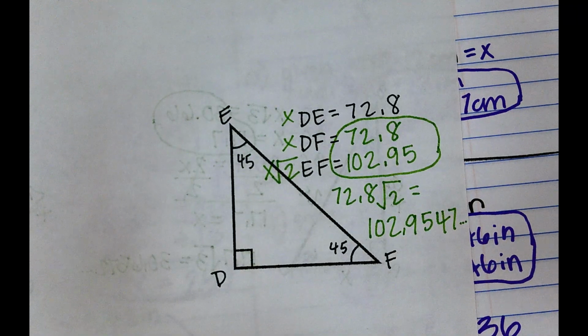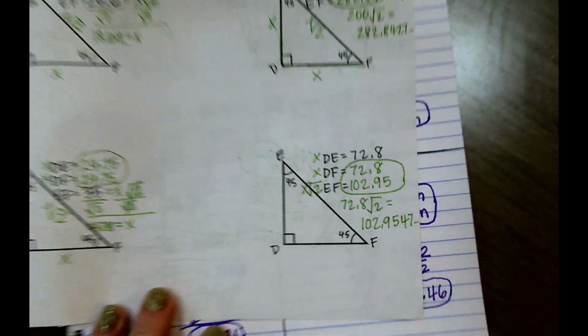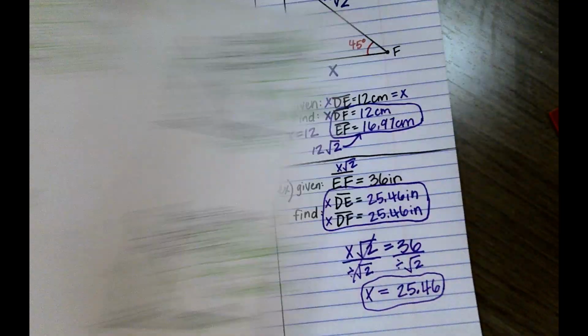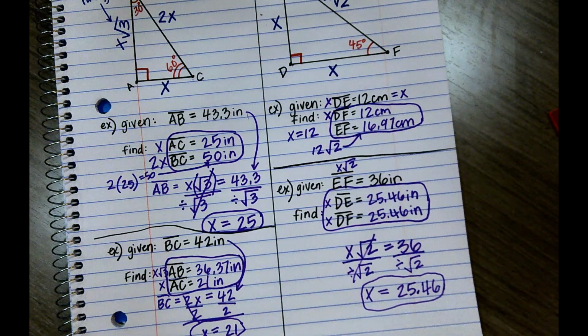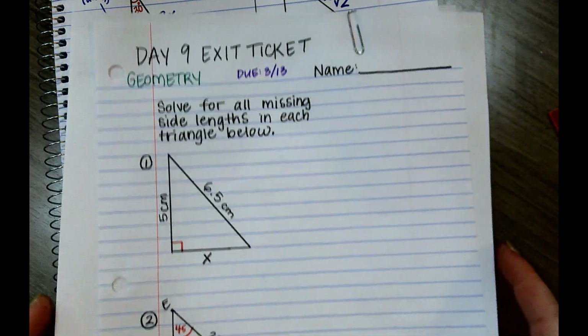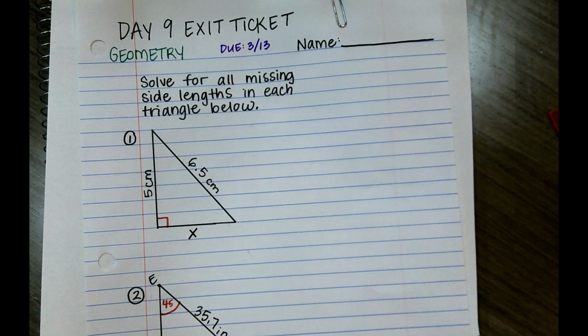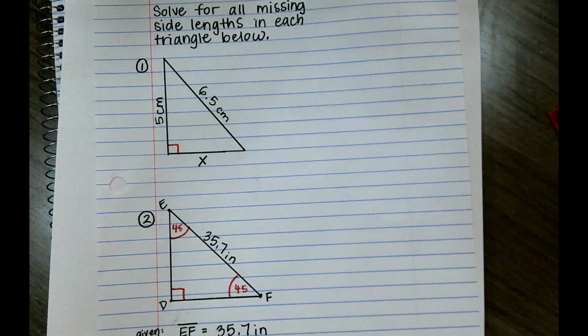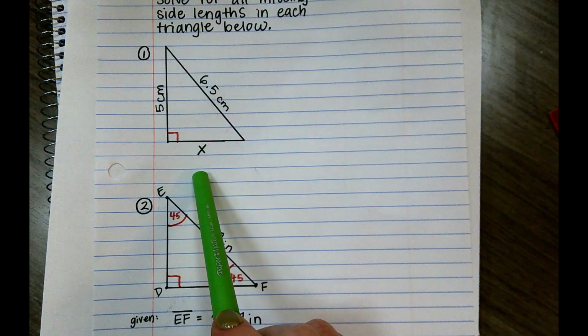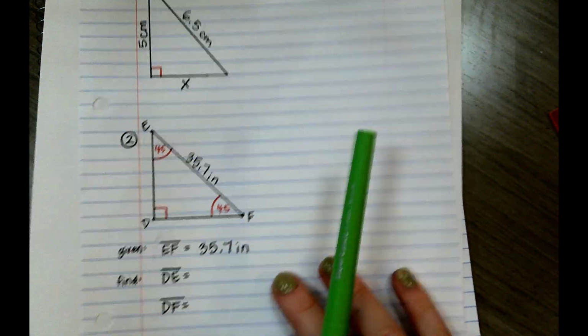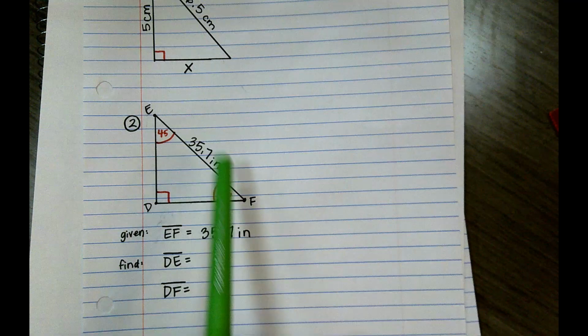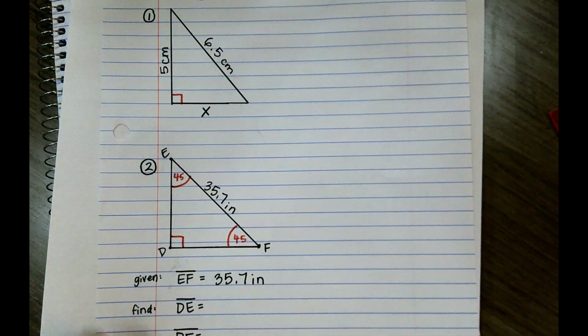Perfect. Okay. So that is it for content today. And last of all, here is the exit ticket for day 9. 2 different triangles. First one, we'll use Pythagorean theorem. Second one, special right triangle, 45, 45, 90. That is it.